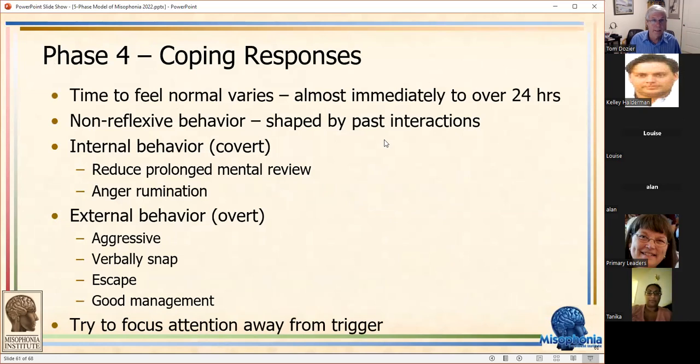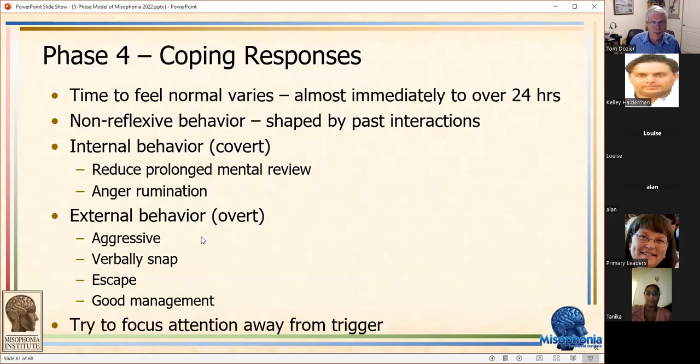I mentioned that. So this phase 4, the phase 3 reflexes that are going on when the trigger stops, they do continue for a while. But these phase 4 coping responses are non-reflexive, and they've been shaped by past interactions. So you get this internal behavior, and you want to reduce that. Anger rumination is something they show, that when you're angry, you keep mulling it over. Again, you want to break yourself away from these.